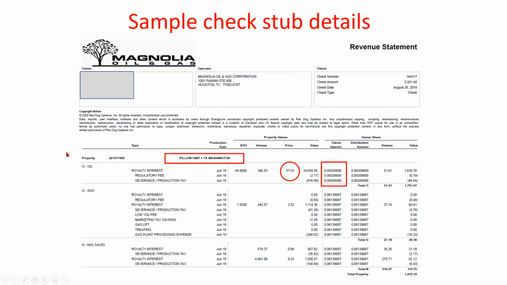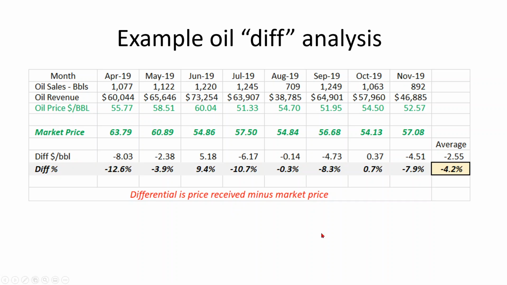It also tells you the price of oil that they were getting in the field in June of 19, and it tells you the price of gas they're getting out there on this well. Then it also gives you the NGL volumes that they sold here, and then the price of NGLs in dollars per gallon. So this is a good source of historical data to help you come up with a price differential.